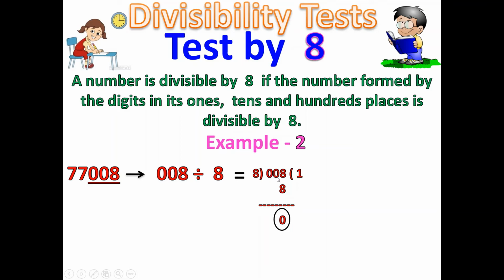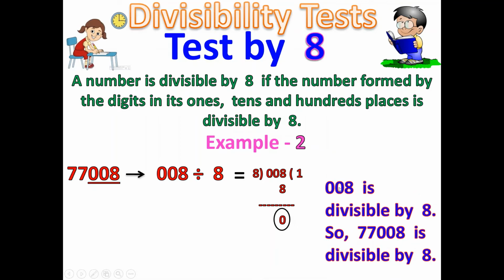In the hundreds and tens place we have 0. What can we do? If we have 0 in the hundreds place or the tens place, there is no value to it, so we have to remove that. We have to think that the zeros are not there. Now 8 ones are 8, so the remainder is 0, so it will be divisible by 8. Now 008 is divisible by 8. So 77,008 is divisible by 8.